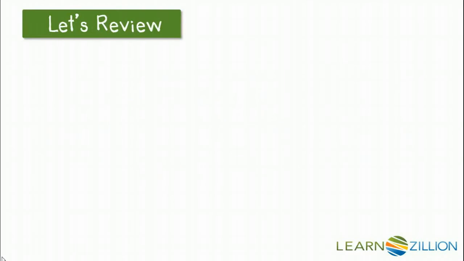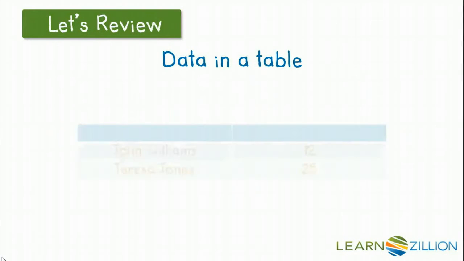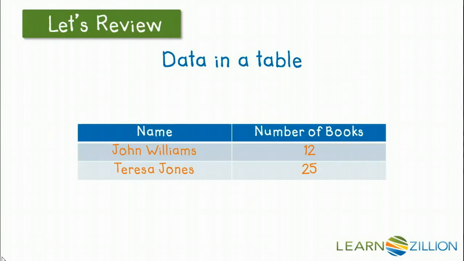Let's review. When we have data in a table, it is often organized in rows and columns. The first row represents the column headings, while the first column gives the row headings. We can look at the numbers inside the table and know that John Williams has 12 books.